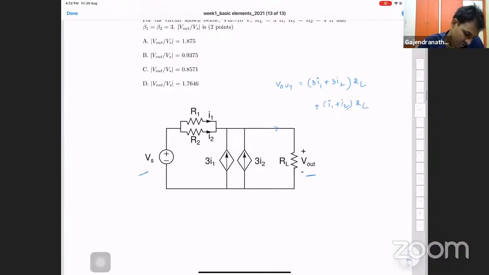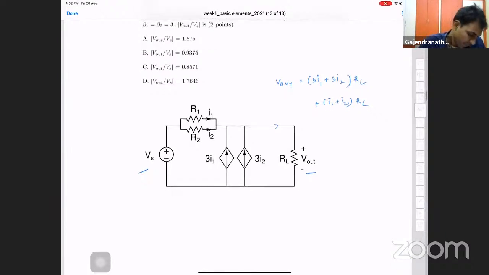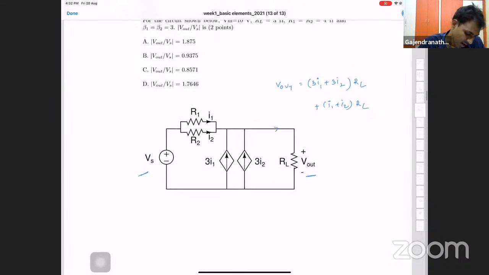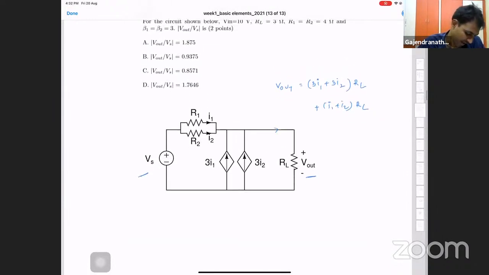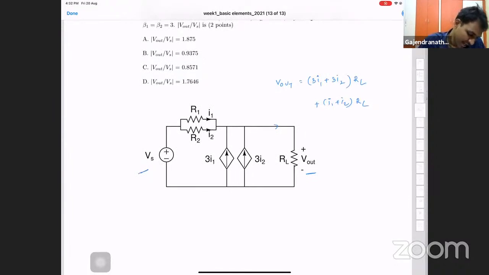Correct? So V out is equal to this: 3I1, 3I2 both are going, and I1, I2 are going. So the total RL current is 4I1 and 4I2. But we are not interested in the relationship between V out and I1 and I2. So we can also say another relationship.